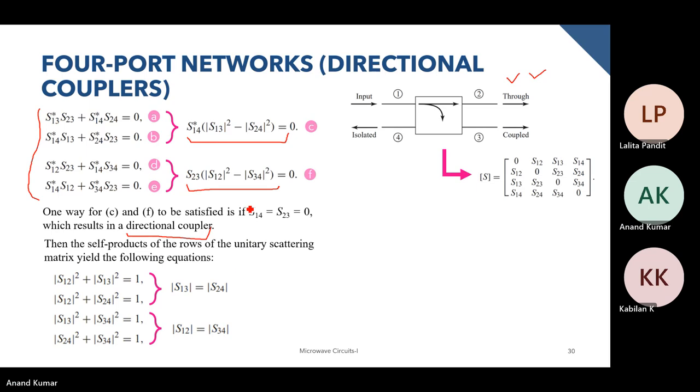Now, if these two are equal to zero, then we use the rest of the equations that we get from the unitary condition of the scattering matrix. So we have mod of S12 square plus S13 square equal to 1, and similarly for the other ports as well. So if you take a look at just these two, we see that S13 will become equal to S24, and S12 will become equal to S13. So there is some mistake. If you look at these two expressions, then we get this over here.